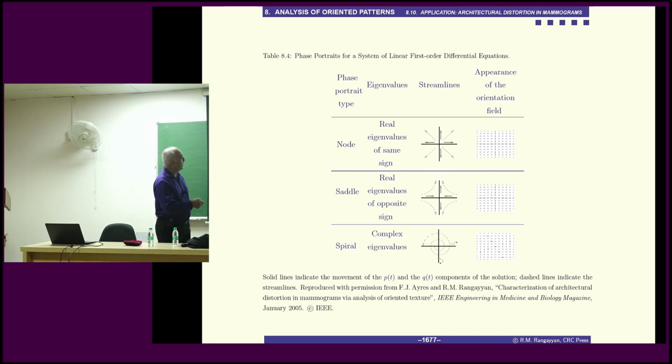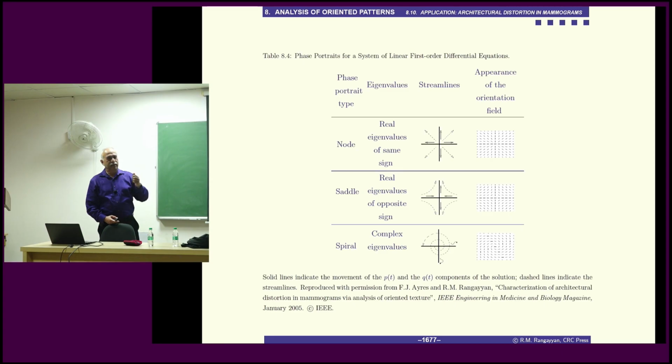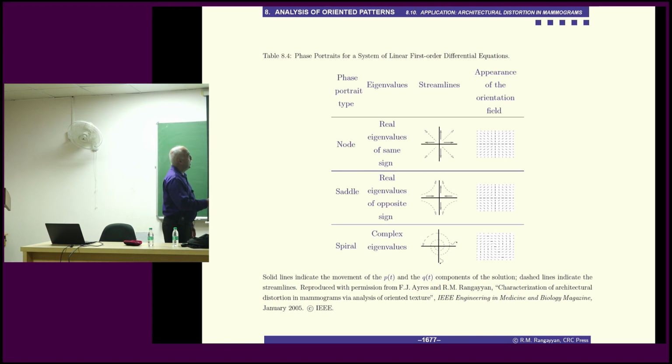And in the case of architectural distortion, we expect a node. Multiple spicules, lines going at various angles with a focal point. So a node is what is expected at the focal point of architectural distortion. We don't care about the other two. So by using phase portraits, we want to detect nodes that correspond to possibly multiple spicules coming out from a single point. But also it could be multiple ligaments, ducts, vessels that are overlapping and appear to intersect at one point in a mammogram due to projection. That is also possible.